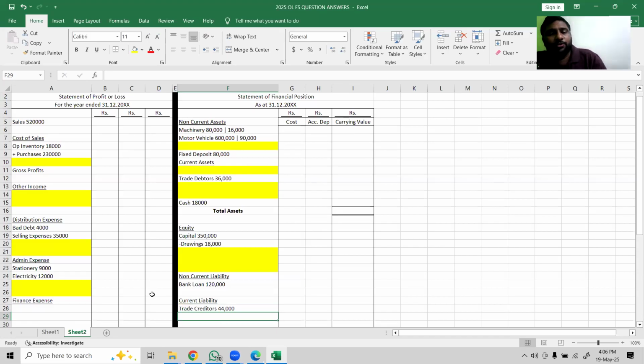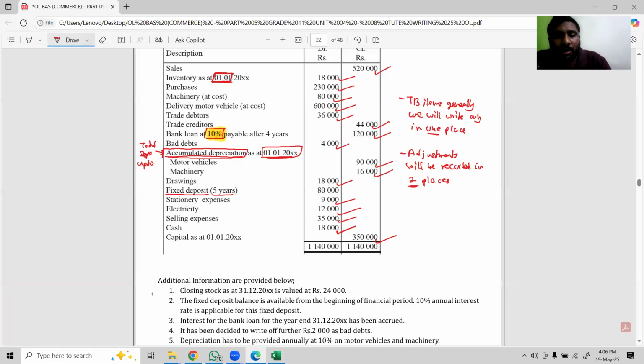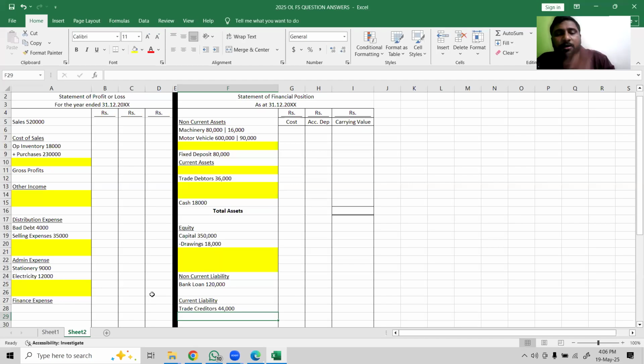So just ensure we tick all the items which are there in the trial balance, except for one hidden adjustment. This is also ticked, no? So we have recorded all the items which are there in the trial balance. Okay.